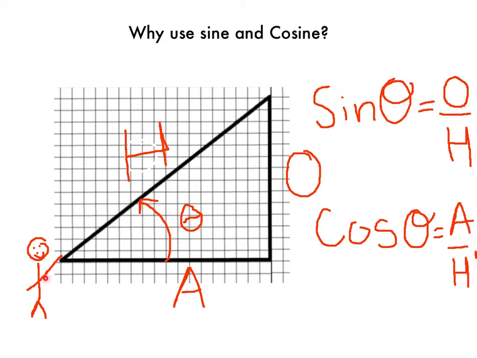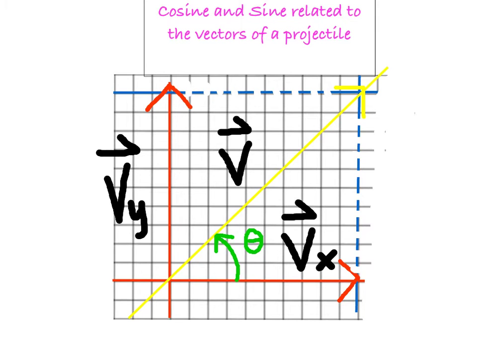So when you throw a discus, the horizontal axis, A, will be over H, which is the hypotenuse. Now this is where we tie in cosine and sine with the vectors of a projectile. So when you throw a discus, the vertical axis will equal Vy, and the horizontal axis will equal Vx.